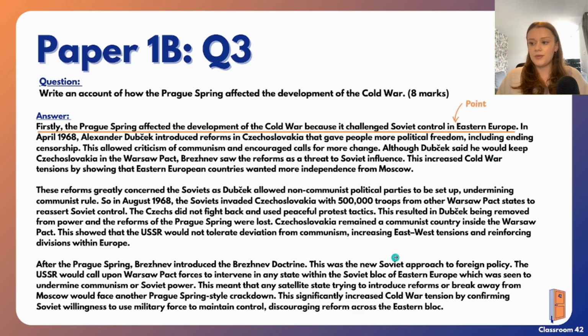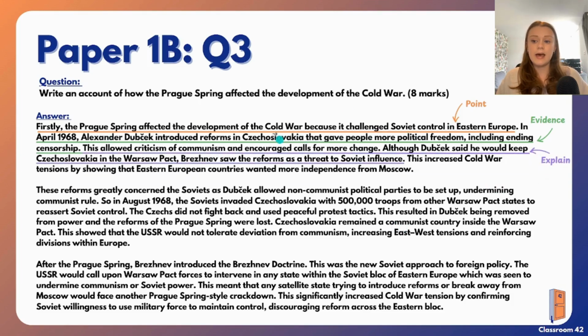So first of all, I have shown my point. So firstly, the Prague Spring affected the development of the Cold War because it challenged Soviet control in Eastern Europe. So that's what our first point is looking at. Then we're going to give our evidence, so explaining kind of what happened during the Prague Spring. So in April 1968, Alexander Dubček introduced reforms in Czechoslovakia that gave people more political freedom, including ending censorship.